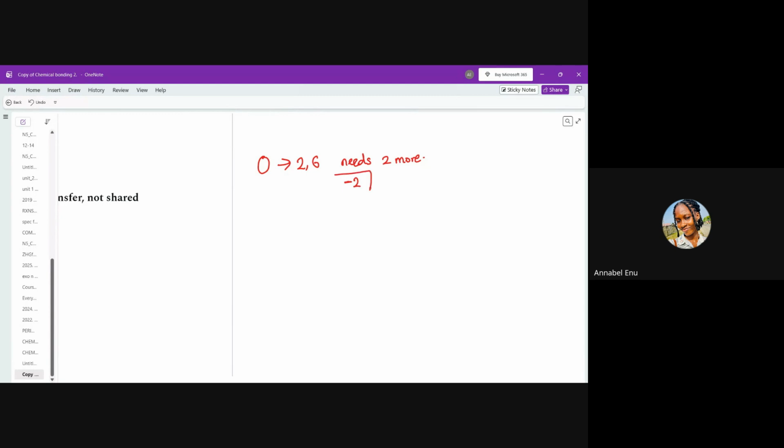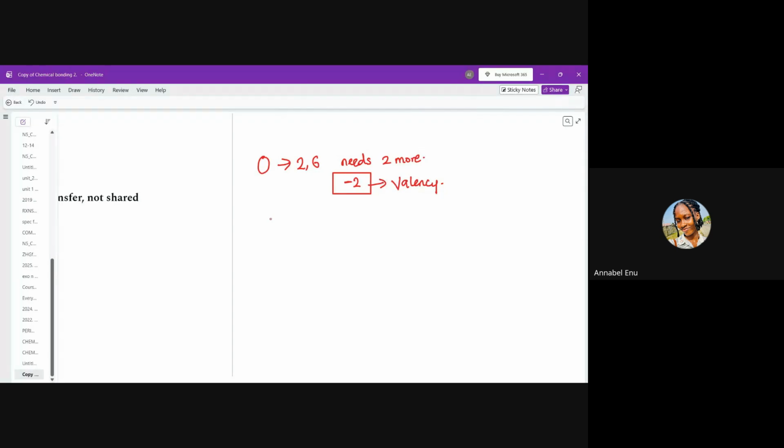So now this accepting 2, which is represented by -2, is called valency of oxygen. This is the valency of oxygen.